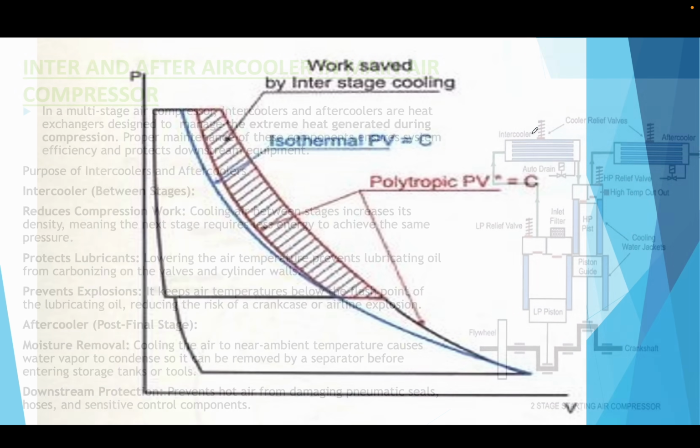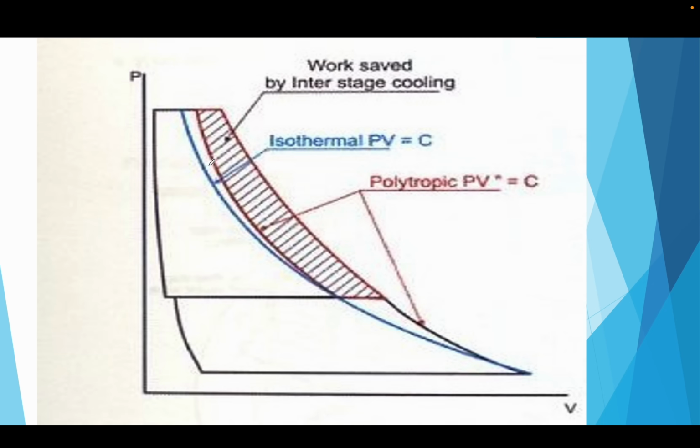So I will try to make you understand by this graph. This is the PV graph, and suppose this is 1 bar, this is 5 bar, and this is 10 bar. So in these two graphs, if you are doing a single stage compression from 1 to 10 bar, then you will follow this graph.